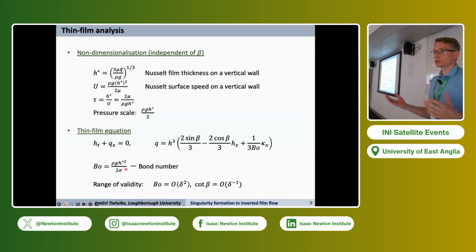And in the usual way, if we assume that the variations in the streamwise direction occur over a much longer length scale than the film thickness, we obtain this thin film equation, where Q is the flow rate given here. The first two terms correspond to the effects of gravity in the streamwise and cross-stream directions, and the last term corresponds to the effect of capillarity. Kappa here again is the curvature.